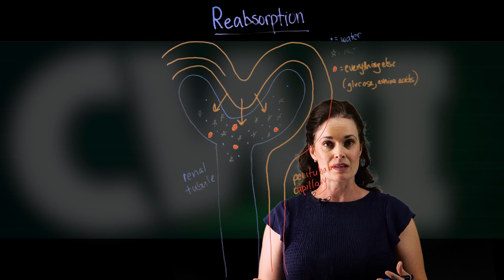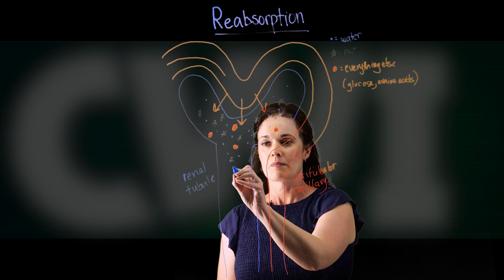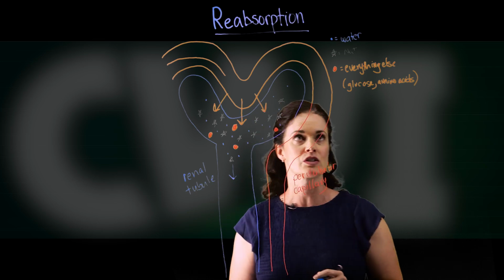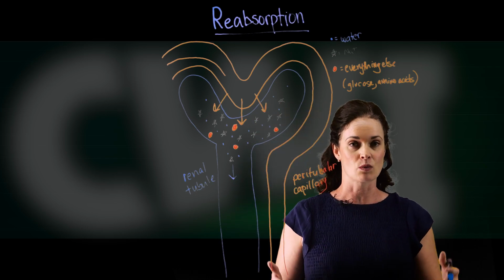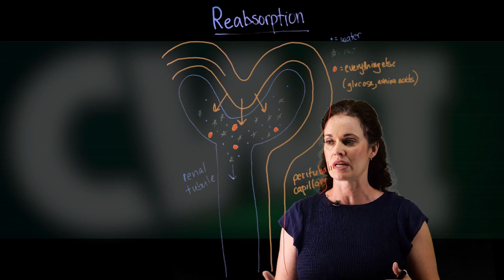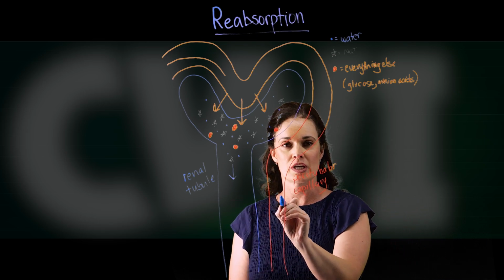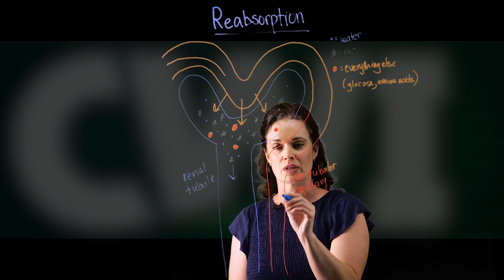And of course, once you have all of this stuff moved out of the blood, what happens next is it starts to move down the renal tubule. So the sodium ions, the water, everything else that was pushed out of the blood starts to move down the renal tubule. And of course, the renal tubule is adjacent to the peritubular capillary.